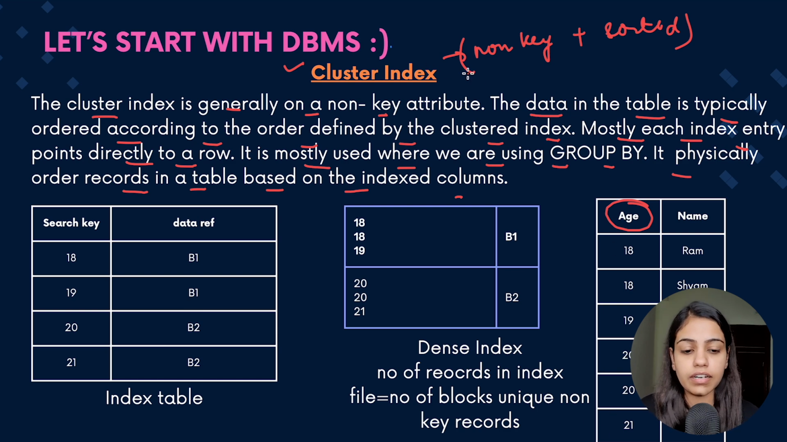We can use this cluster index. Now in this particular non-key attribute, we can see that the data is sorted and age is a non-key attribute. Because of that, we can see that there are some duplicate data which is also present. Now this particular table will be present in a hard disk.